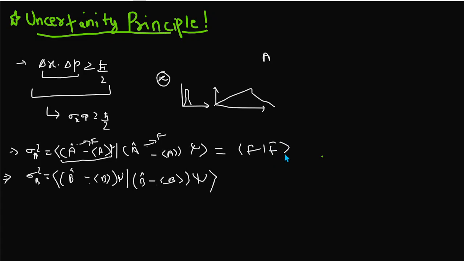And just like this, what about B? I can imagine this as G and this also as G, and there is an inner product between G and G.